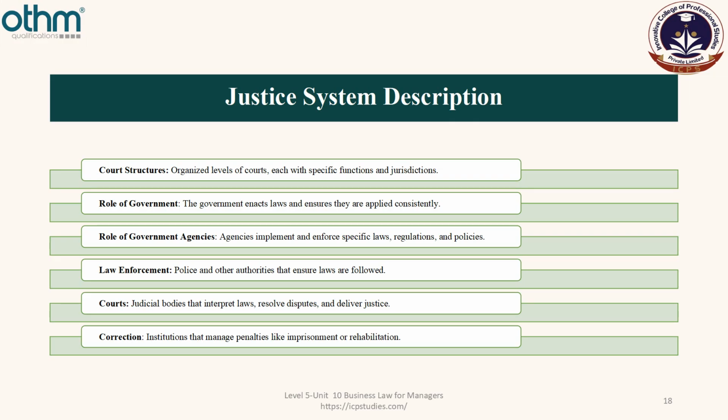Then we have the role of government agencies, in which agencies implement and enforce specific laws, regulations, and policies. Then we have law enforcement, in which there are police and other authorities which ensure that laws are followed. Then we have courts, which include judicial bodies that interpret the laws, resolve disputes, and deliver justice. Then we have corrections. These are basically the institutions that manage penalties like imprisonment and rehabilitation.